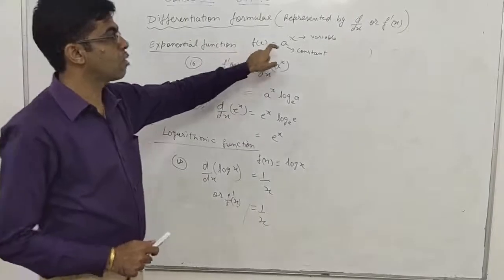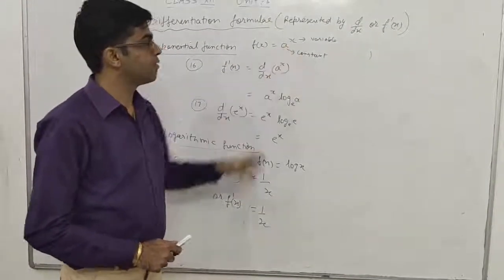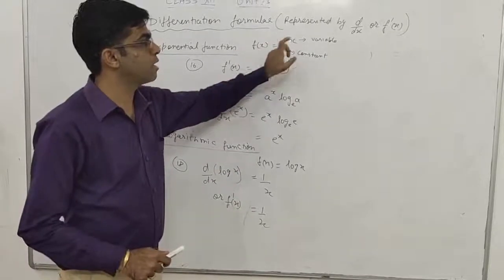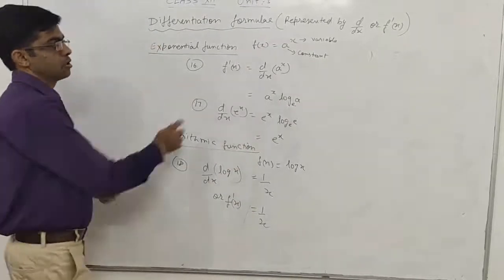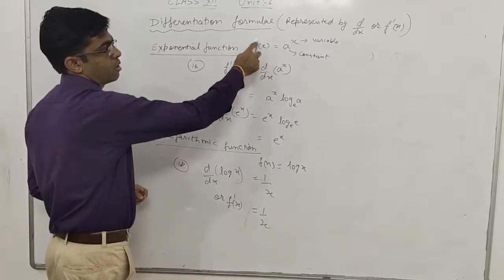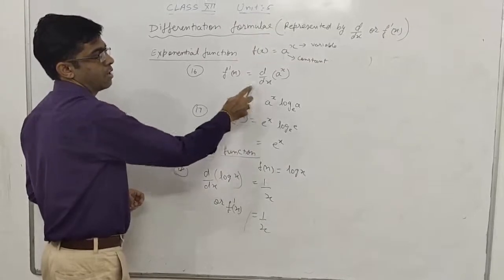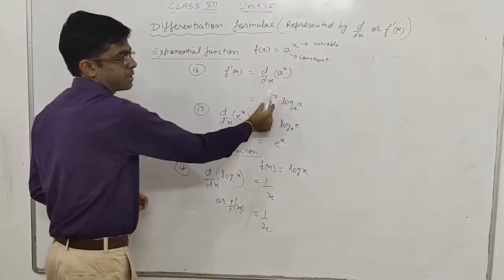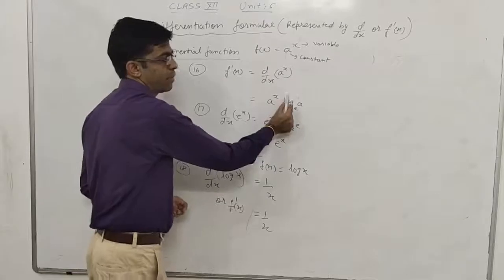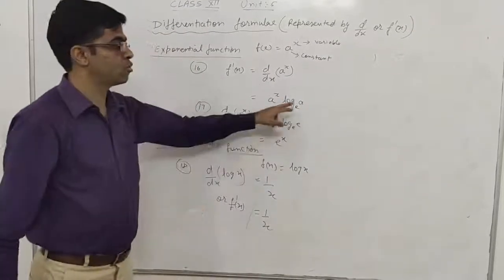Exponential function is of the form a raised to the power x, where a is the constant and x is the variable. The base is constant and the power is variable. So f dash x is equal to d by dx. Now we have to differentiate this function a raised to the power x, and the formula is a raised to the power x, the same function will come, and then logarithmic log of a to the base e.